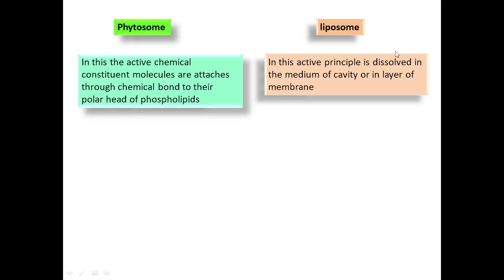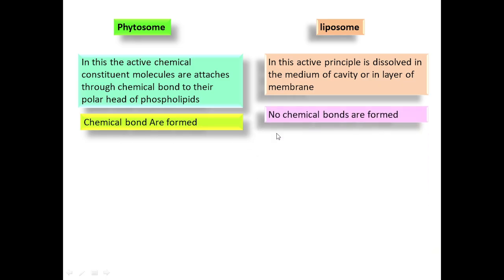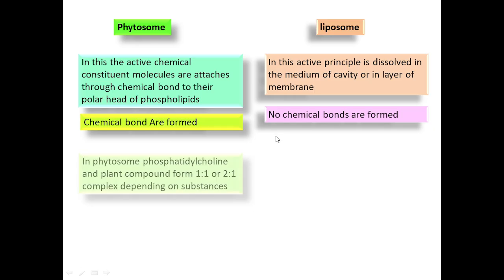Whereas in case of liposome, the active principle is dissolved in the medium of the cavity in a layer of membrane. So here the active principle will not form any bond, it will only dissolve in the medium of the cavity. Chemical bonds are formed in phytosome. No chemical bonds are formed in case of liposome.